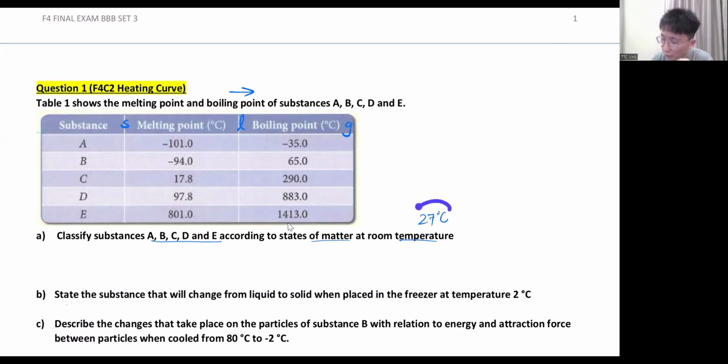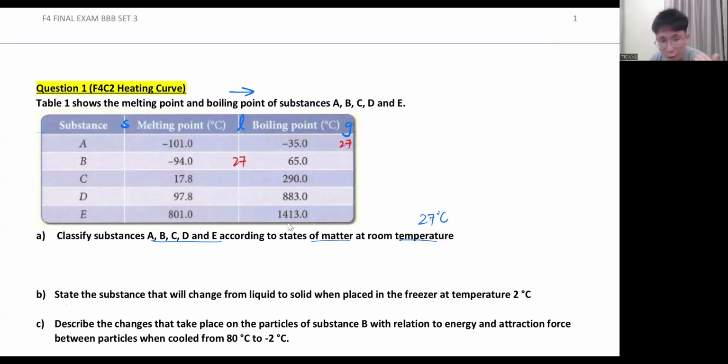So let's say, is 27 more than negative 101? Yes, right? So then you go over to the melting point. Is it more than negative 35? Also yes. So definitely your 27 belongs here. So 27 is more than negative 101 and more than negative 35, so A will be a gas form. Then for B, 27 is more than negative 94 but less than 65, right? So it's in between your negative 94 and your 65. So I would say that 27 belongs here, so B is a liquid.